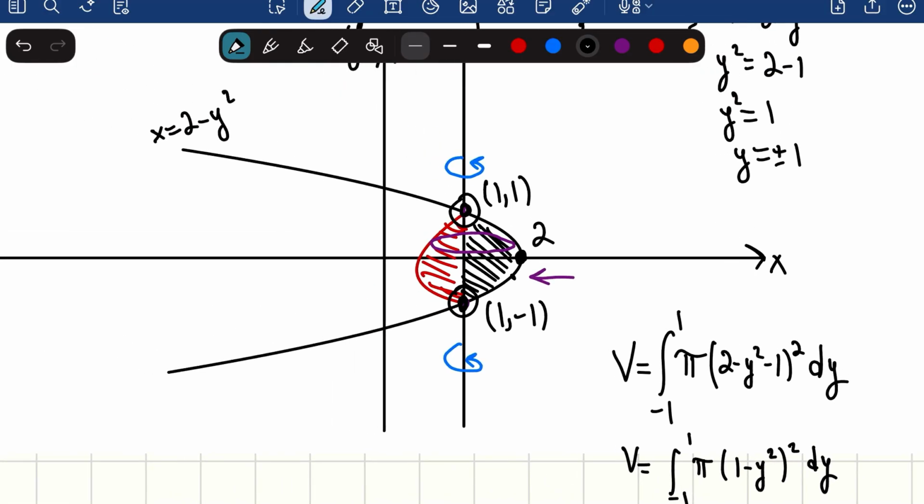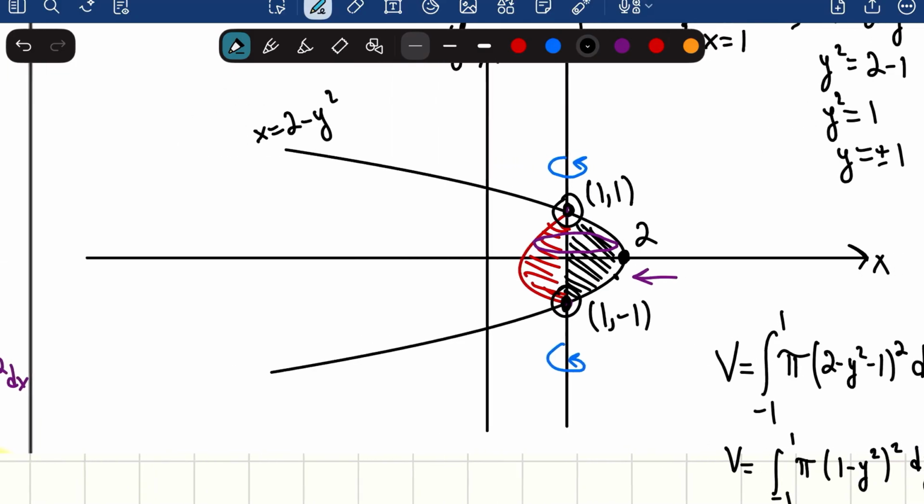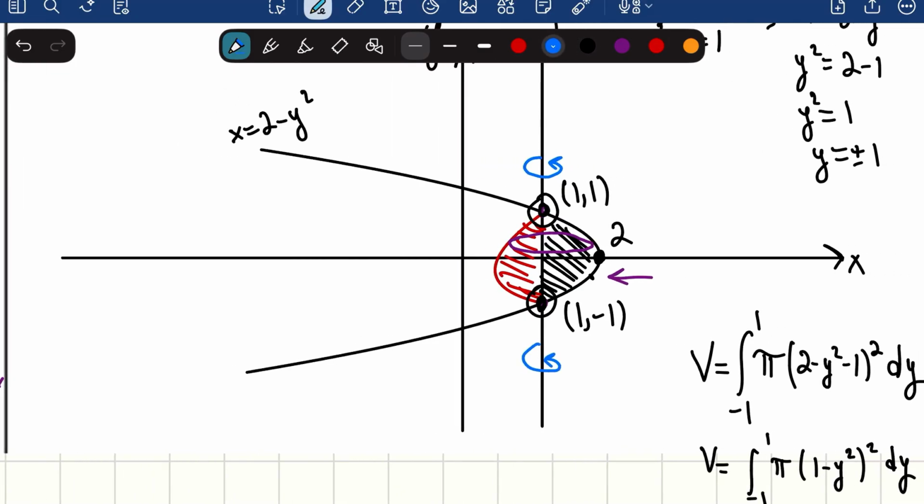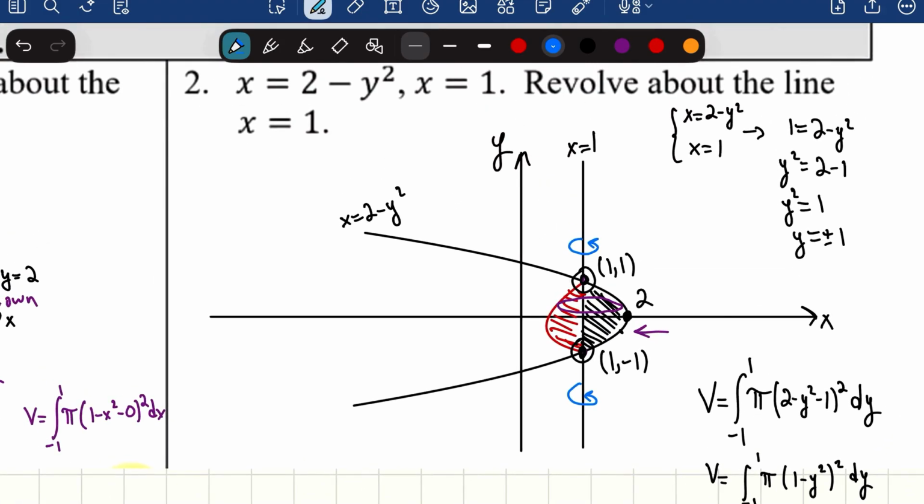Now, let's do the same exact what-if situation as in the first process. What if I translate this function? This is 1, so let's say we translate it 1 unit to the left. All I'm doing over here is basically this is going to be minus 1 and this is going to be minus 1 as well. So the new function I'm going to have is basically 1 minus y squared, and the new line over here is going to be x is equal to 0.